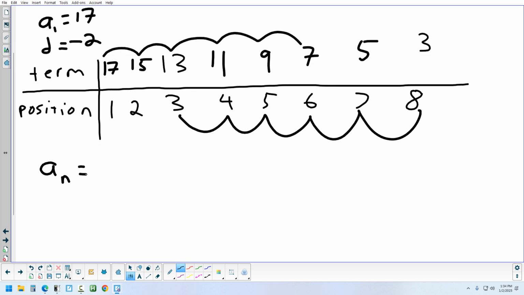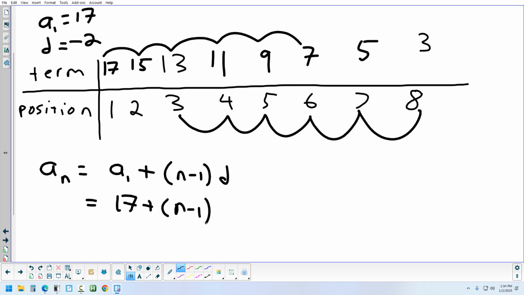Okay, what's the formula again? A1 plus n minus 1 times d. First term is 17.